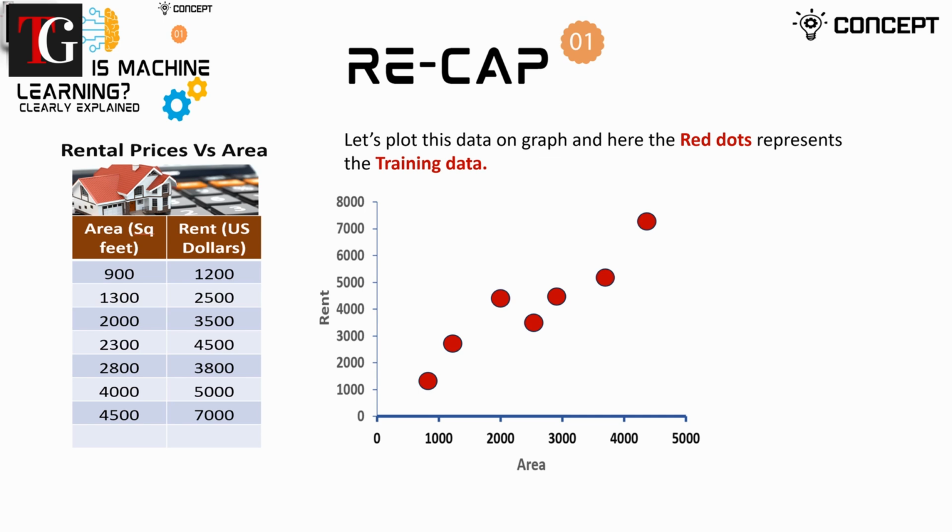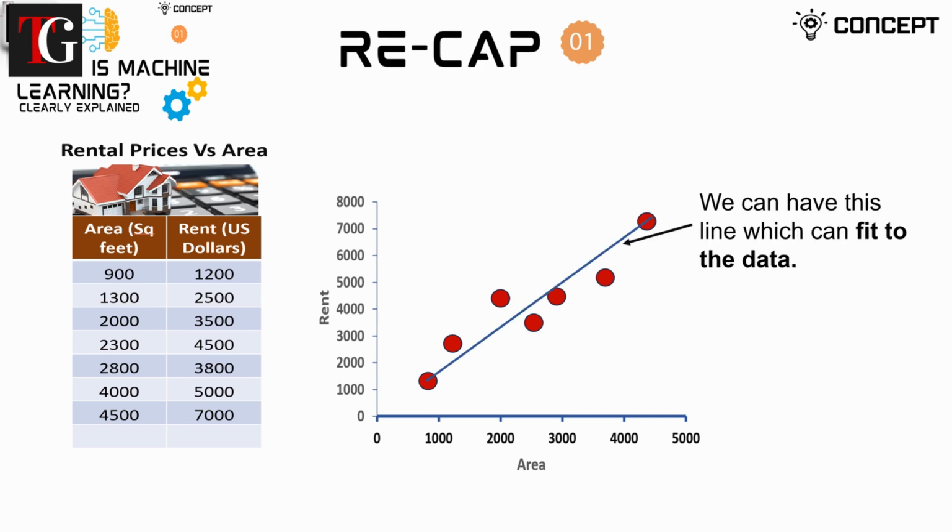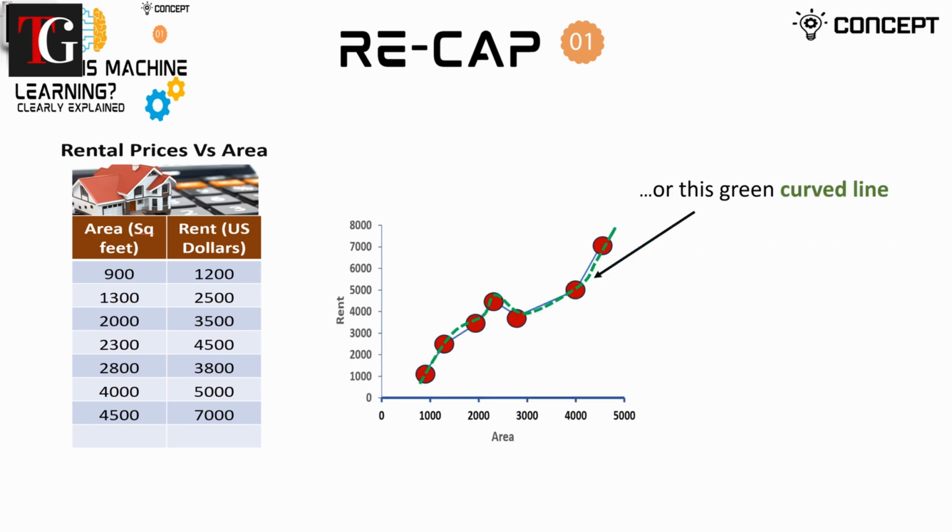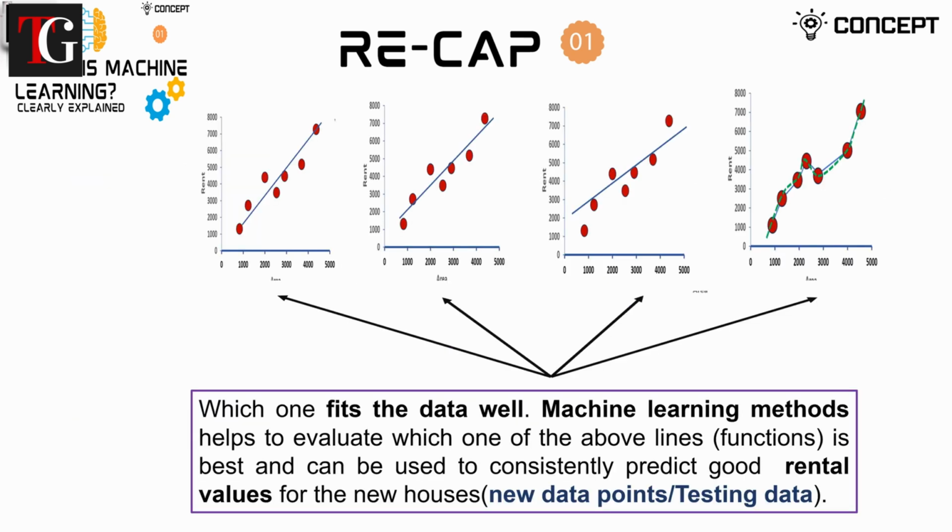Let's do a quick recap from part 1 of the video on what is machine learning. So let's plot this data on the graph, and here the red dots represent the training data. We can have this line which can fit this data, or we can have this line that can fit the data, or this one, or this green curve line. Which one fits the data well?